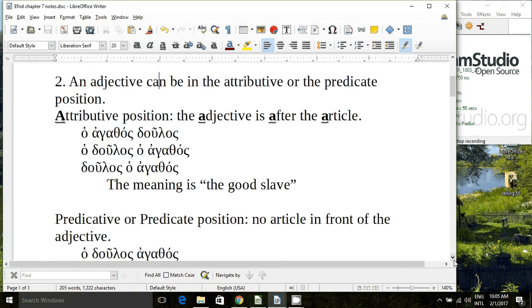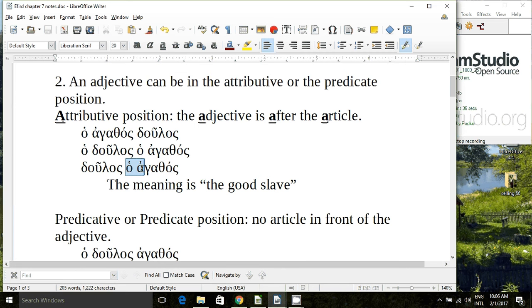An adjective can be used in one of two ways, and this depends on how it's being used with the article. An adjective can be used in the attributive or the predicate position. The attributive position, you can remember this with these A's. The adjective is after the article. That's called the attributive position. So ho agathos doulos, the good slave. And we could also double the article, ho doulos ho agathos. That's also just translated the good slave. And also doulos ho agathos, the good slave. So all of those mean the good slave.